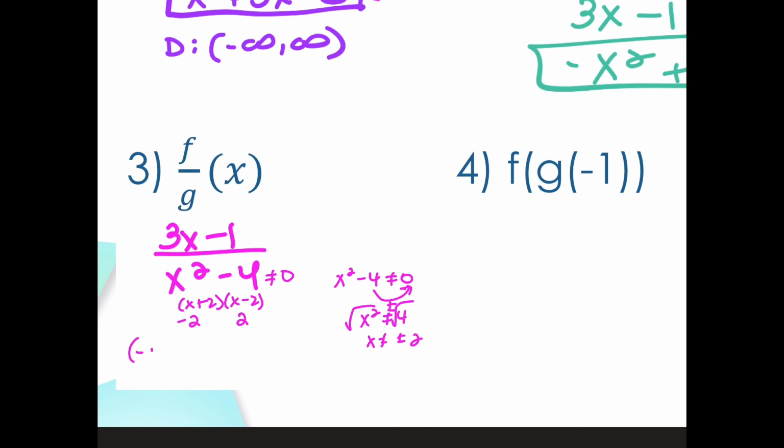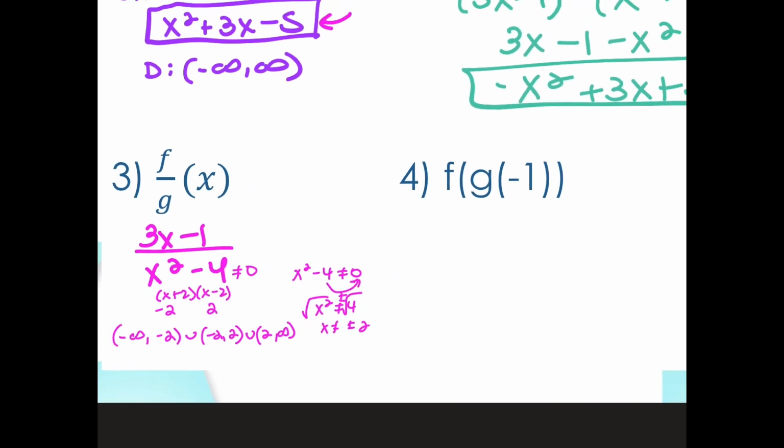And in interval notation, that goes negative infinity to negative 2, union negative 2 to positive 2, and then 2 to positive infinity, because it's all the numbers less than negative 2, all the numbers in between negative 2 and 2, and then all the numbers bigger than 2.